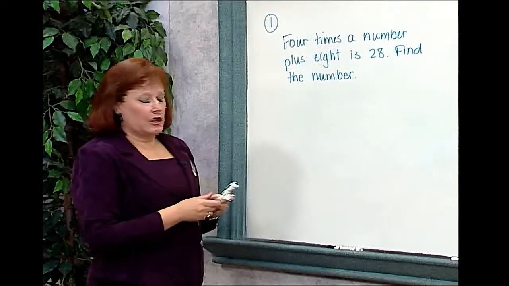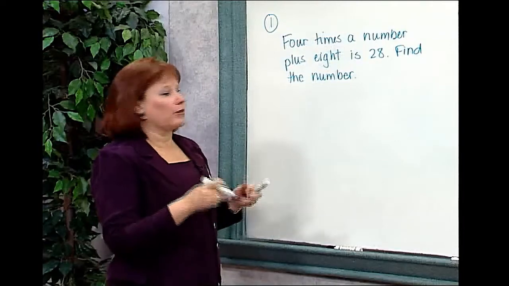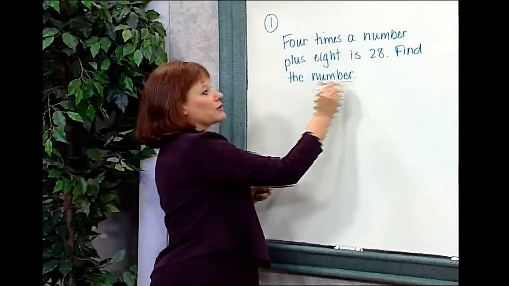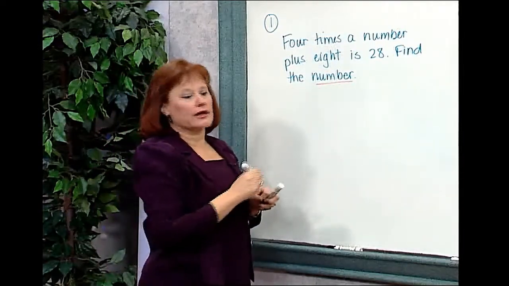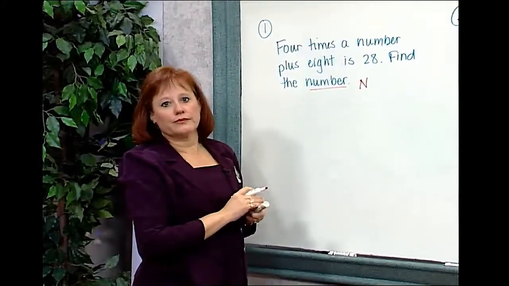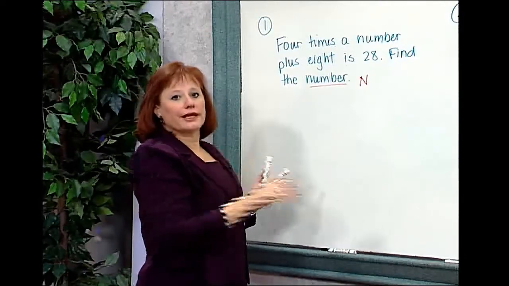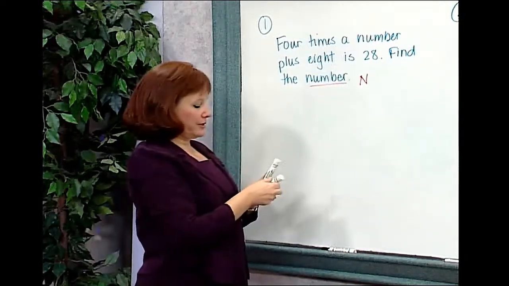In the first example that we have up here, it says 4 times a number plus 8 is 28. Find the number. The first thing you want to do is identify what it is you're trying to find. As in any problem, it says find the number. So the number is the thing I'm trying to find. I'm going to let n be my variable that represents the number. This is an easy problem to do because you can directly translate it from English words to mathematical symbols.